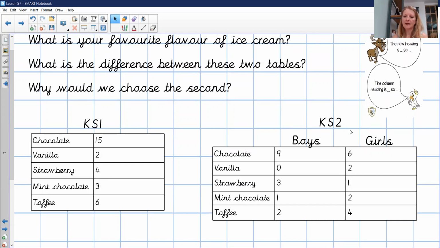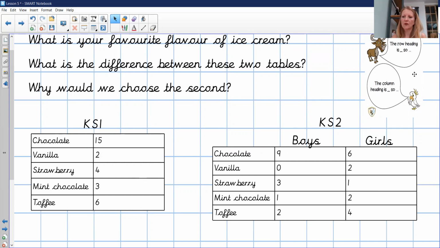Well, hopefully you can see in the second table, there's more information. In the Key Stage 1 table, it's just everybody together. But in the Key Stage 2 table, it's been split into boys and girls. So we get more information. If you look at the Key Stage 1 table, you could just say, well, 15 children like chocolate ice cream. But in Key Stage 2, that's been split to show us that actually 9 boys like chocolate ice cream and 6 girls like chocolate ice cream. Okay, so there's more information in this table because we've got more columns.